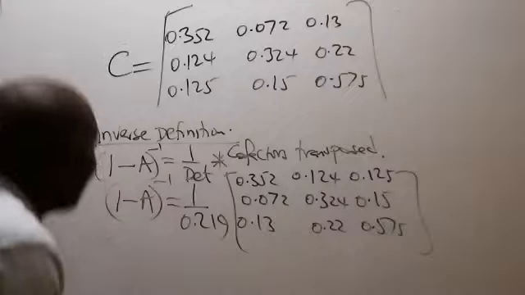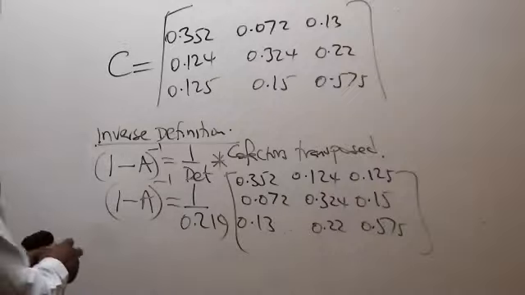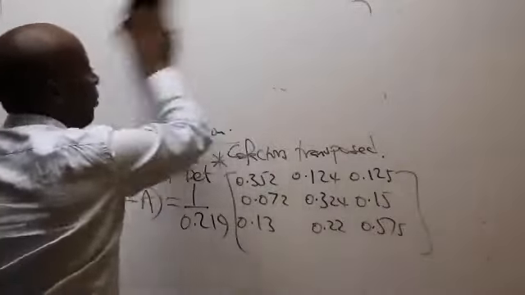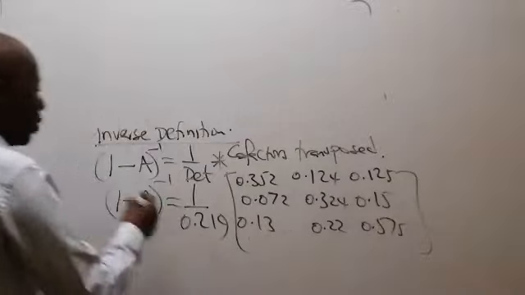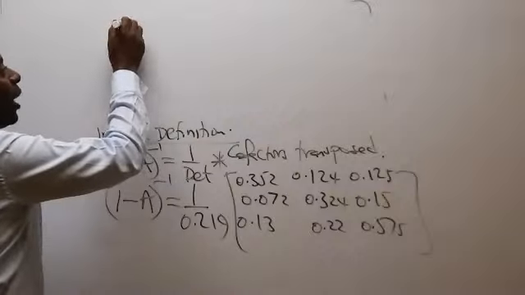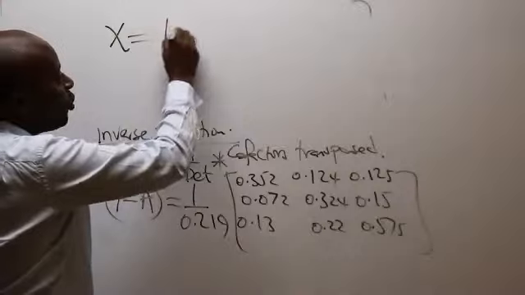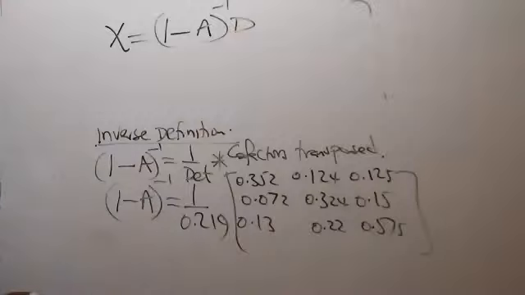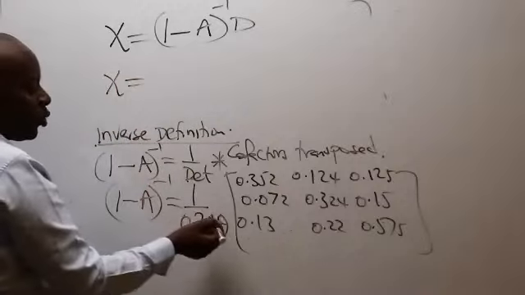Now, ladies and gentlemen, once you have gotten the inverse nicely, we know that the next thing you have got to do is to recall the formula that we wanted to get here. Remember our input-output equation says that our x should be equal to I minus A inverse multiplied by D. Thank you very much, March.